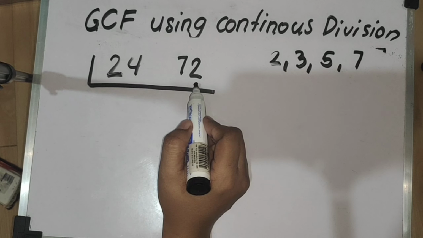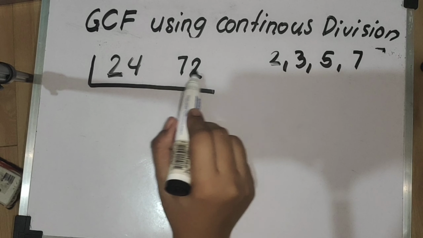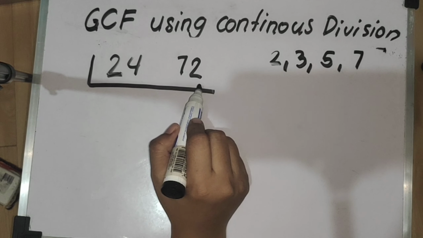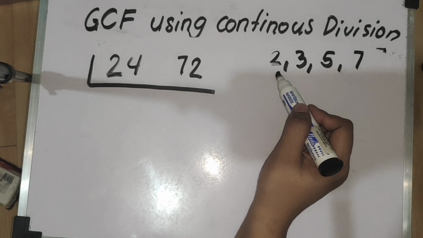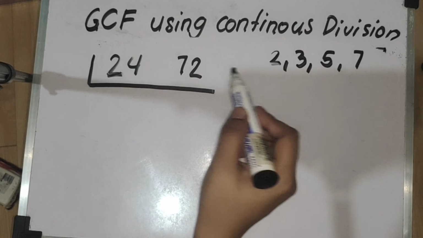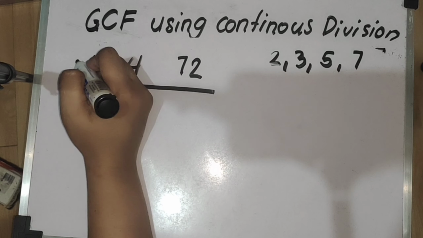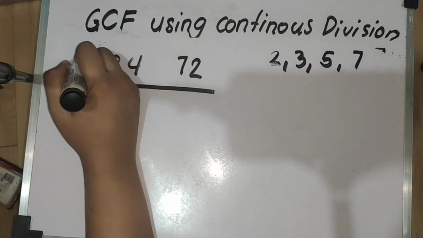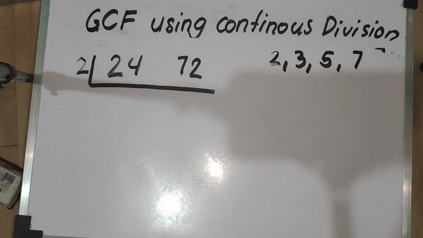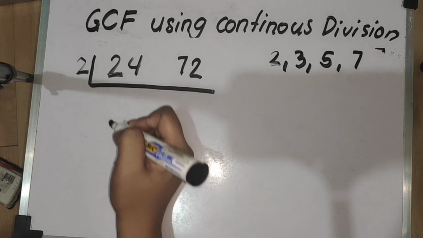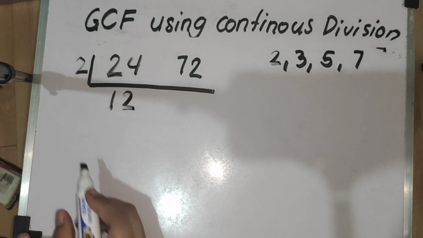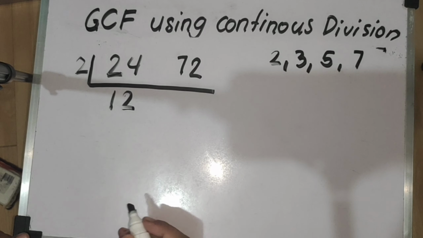24 and 72. So, titingnan natin kung sila ba ay divisible dyan. 24 and 72 is divisible by 2. Okay. So, dapat pareho. So, they are both divisible by 2. So, lagay natin dyan ay 2. 24 divided by 2 is 12. 72 divided by 2 is 36.